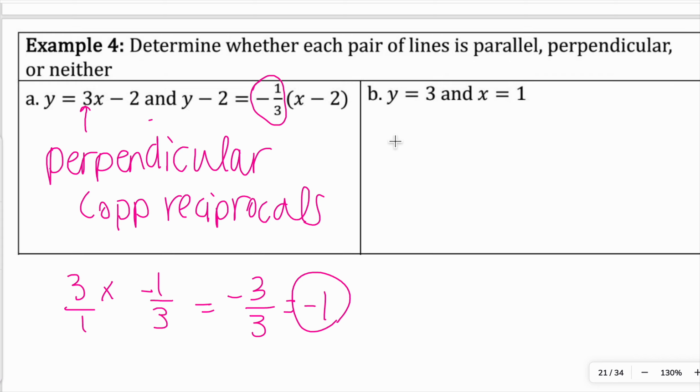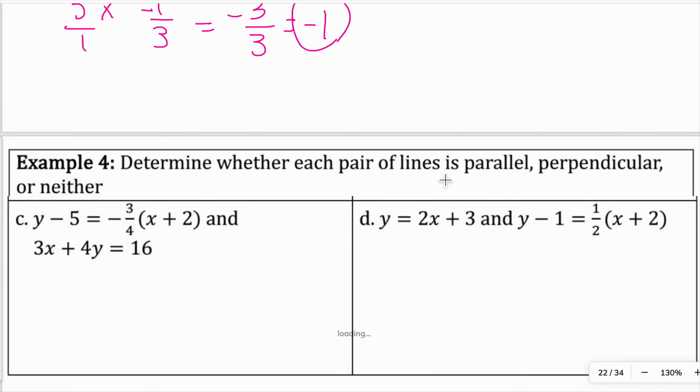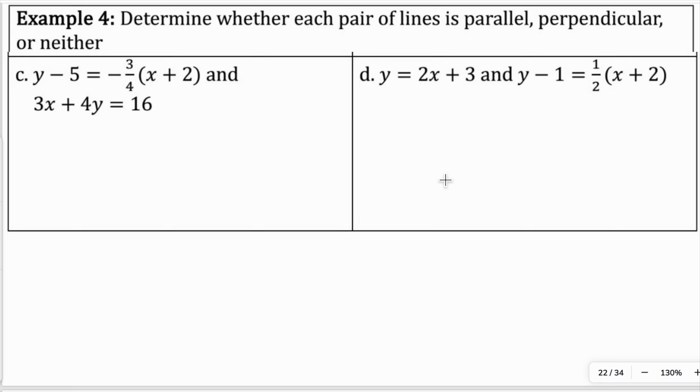Okay. Letter B, these are also going to be perpendicular, because if you remember from before, x is equal to 1 is a vertical line, and y is equal to 3 is a horizontal line, and all vertical and horizontal lines are going to make perpendicular lines. Okay. Next up, we're going to determine whether each pair of lines is perpendicular, parallel, or neither.